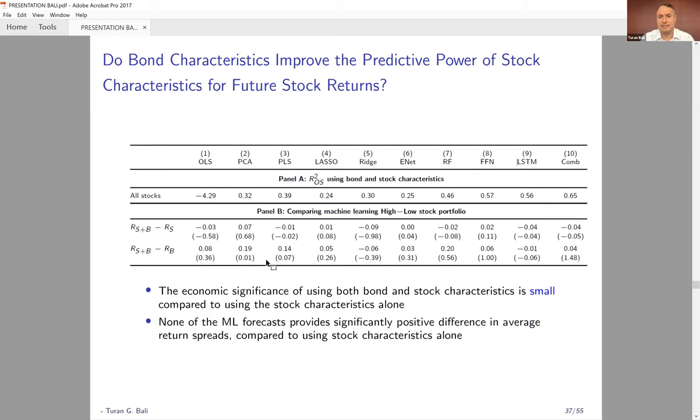Then we investigate whether bond characteristics add incrementally to the predictive power of stock characteristics. So here results are similar to what I showed you before. Unfortunately, the incremental predictive power of bond characteristics is really small here. I don't want to get into the details, but when you compare them, stock characteristics tend to predict future stock returns better than bond characteristics or vice versa.